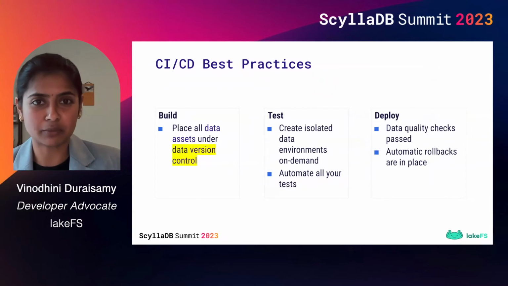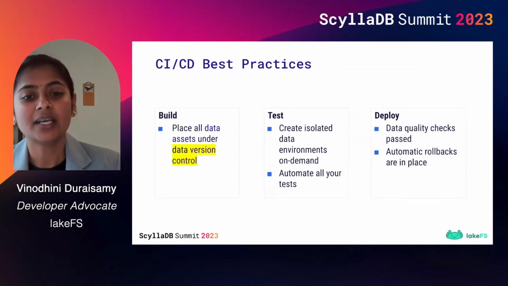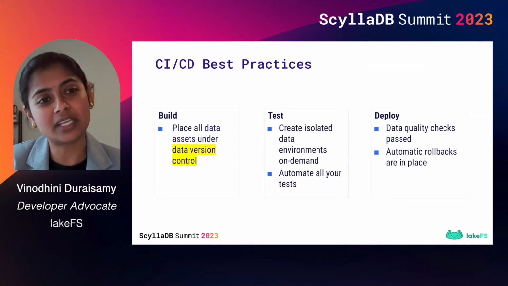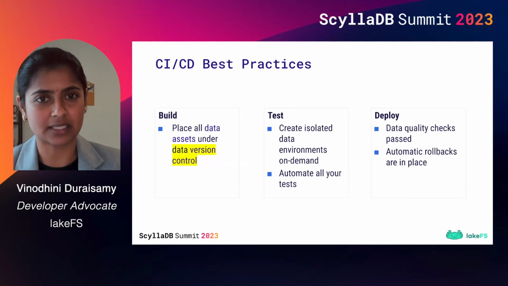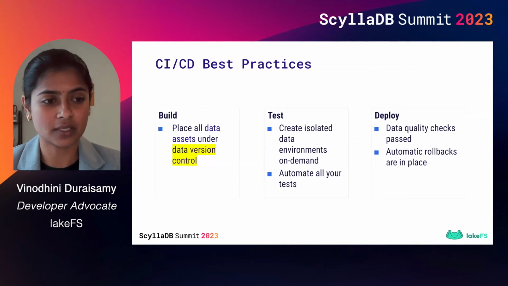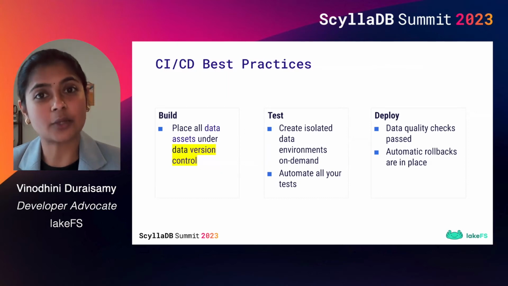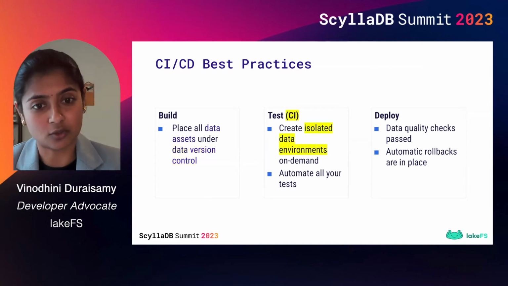In the application development world, there are three different phases, right? Build, test, and deploy. So let's take these phases and see how CI/CD for data best practices can apply in each of these steps. In the build phase, of course, we would place all the data assets under version control. Instead of source code version control, we have data version control here.